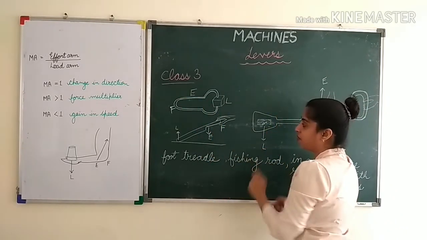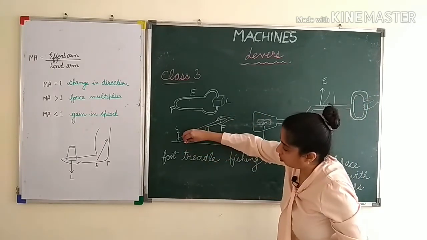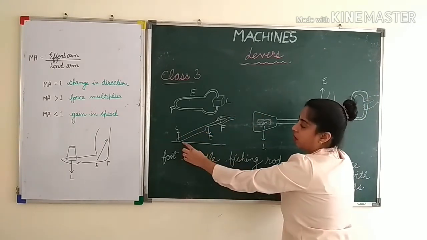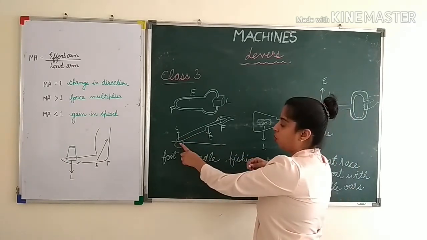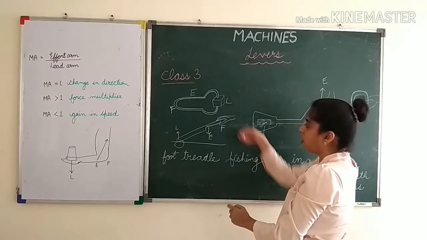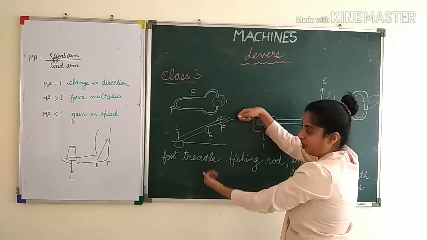You can see the knife here. When you're holding the knife, you're touching it to the ground or to the place where you keep the knife, or to any fruit that you are keeping the knife on. So load is acting here. Okay, fulcrum is where you touch the knife and effort is applied in between.